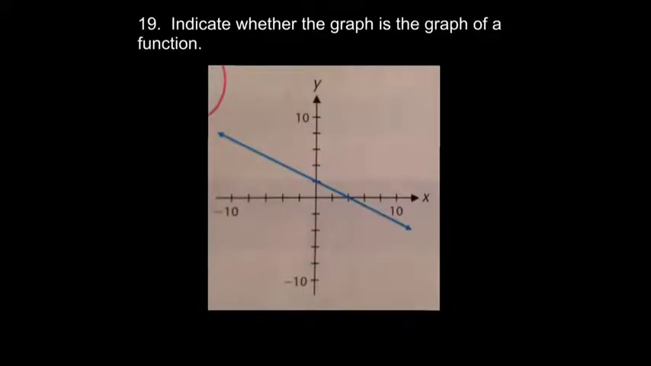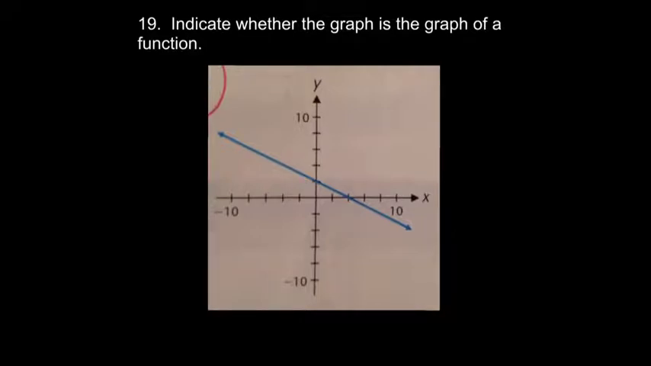In this example, we're given the graph and asked to determine whether the graph is the graph of a function. When we look, we're looking to see if it passes the vertical line test. In other words, if I draw a vertical line anywhere that crosses this graph, will it hit at most one point? It can't hit more than one point.